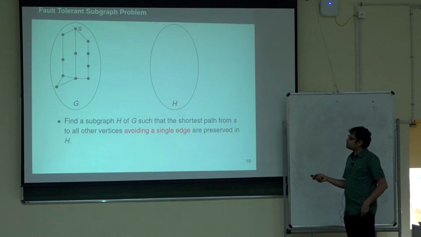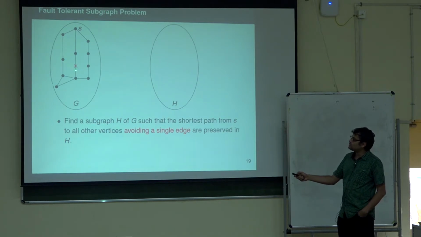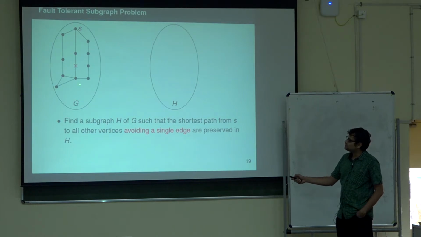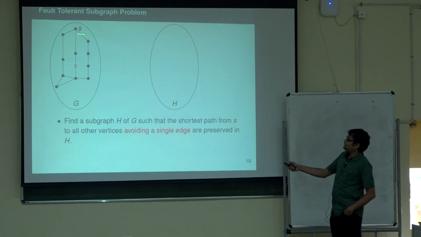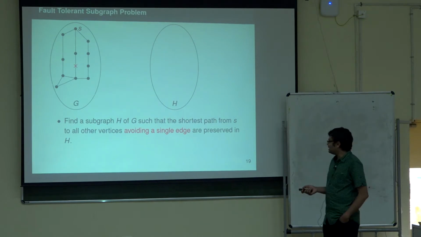So I want to find a subgraph H of G such that the shortest paths from S to all the other vertices, avoiding a single edge, are preserved in H. So for example, if I remove this edge from the graph, then the shortest path from S to this particular vertex, which is this path, should be preserved in the subgraph. Okay. If I remove this edge, then the shortest path to this particular vertex, which is this particular path, should be preserved in the graph. Okay. And now it's not clear what the size of this subgraph should be.